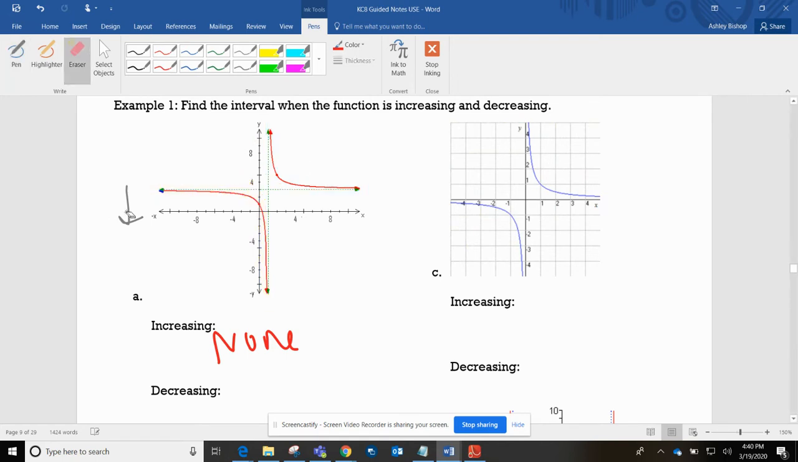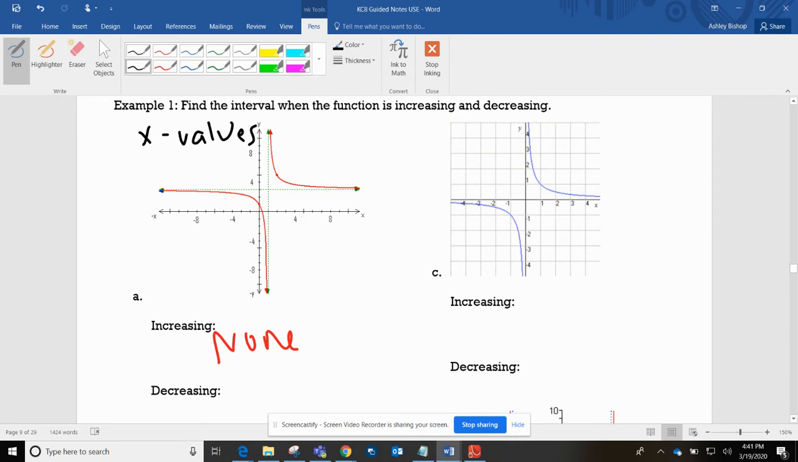But anyway, now we need our intervals of decreasing, and we've already decided that both of these functions are decreasing. And so we just need to figure out when that's happening. Remember, increasing and decreasing are at x values. So let me write x values. Increasing and decreasing is x values.